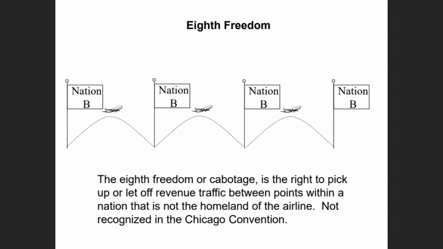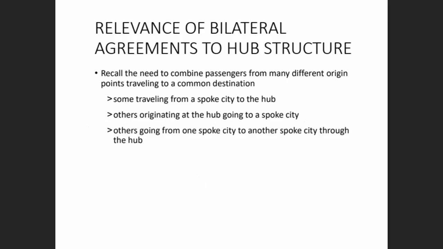Then we got eighth freedom, which is cabotage, the right to pick up or let off revenue traffic between points within a nation that is not the homeland of the airline, not recognized in the Chicago Convention. That means if British Airways flies in from London to New York, they can pick up passengers from New York to, let's say, Chicago, and on the way back, fly Chicago to New York and then go back to London. These are two different agreements between two nations.